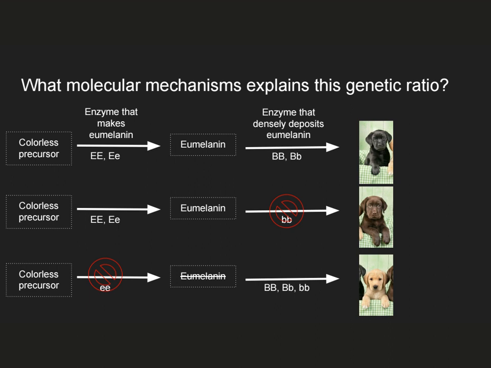And in the last situation, when there's not a single big E allele for the enzyme that can make the eumelanin, well then the dog is not making the dark pigment at all. Therefore, it doesn't matter what the genotype is at the enzyme that would deposit the eumelanin, or in other words, little e is epistatic to the B gene. The little e allele is masking whatever genotype the dog has here, and that dog will appear yellow. We call this recessive epistasis. There is a recessive genotype that is acting epistatically to the genotype at a different locus.